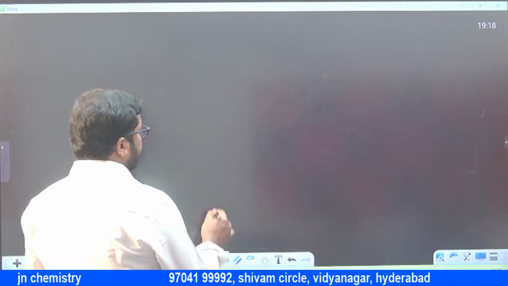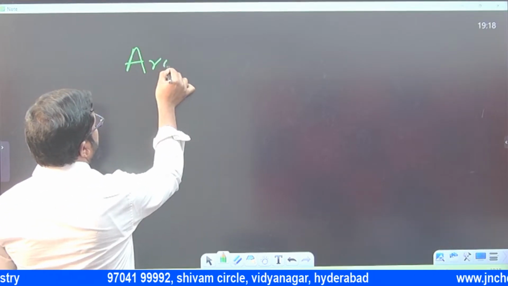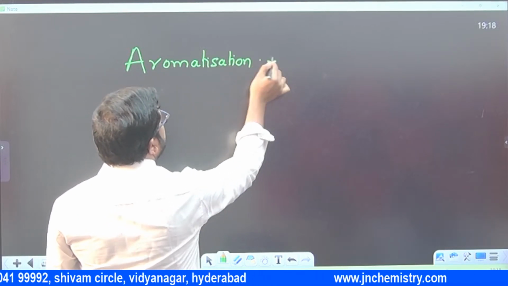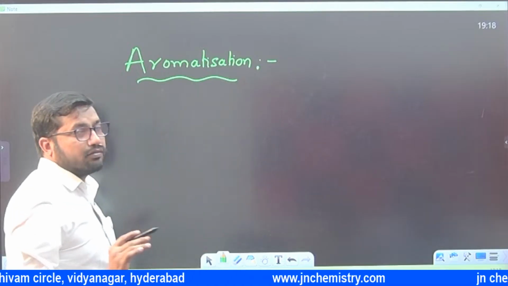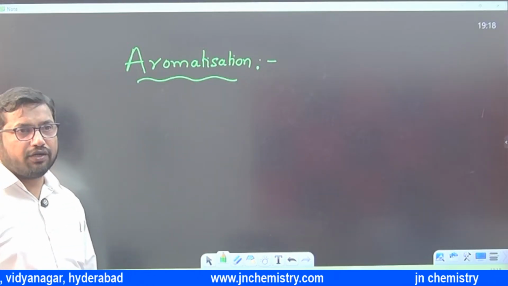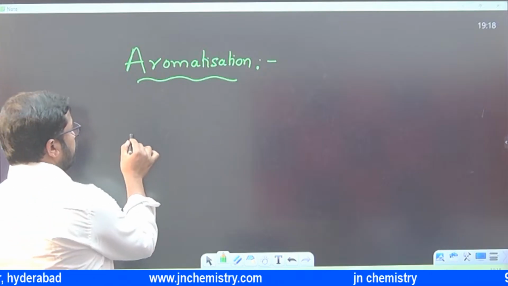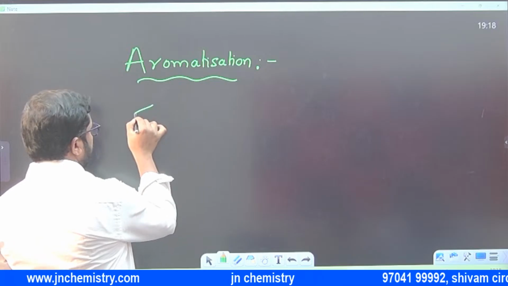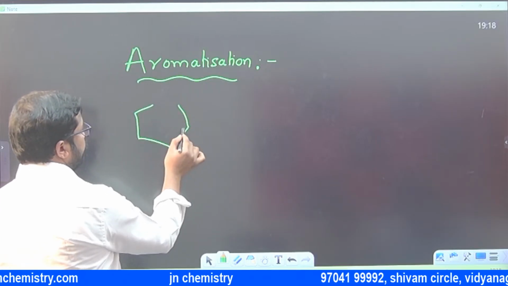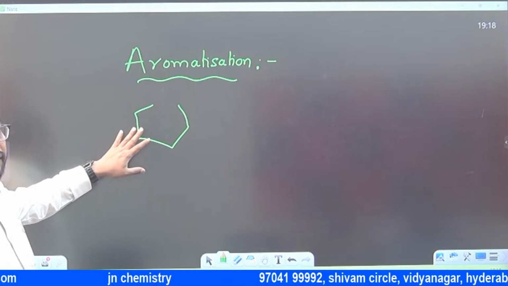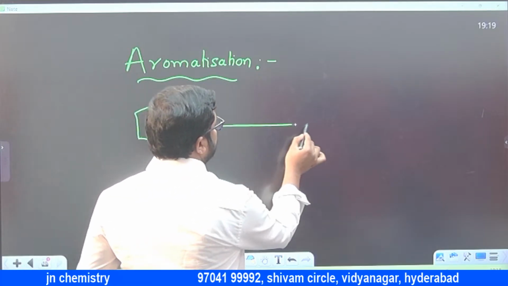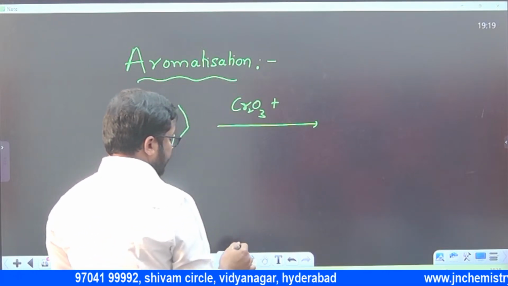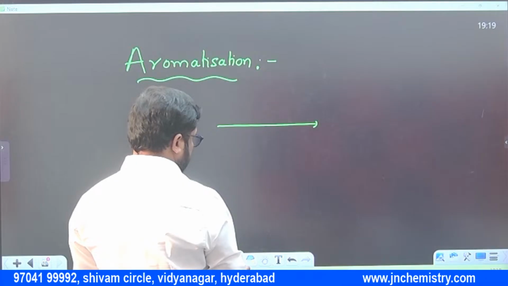Next, aromatization. This is one of the important reactions, from alkanes to convert to aromatic compounds, meaning the benzene ring, right? For example, take 1 2 3 4 5 6, actually n-hexane, I'm just writing like this, in presence of Al2O3 plus Cr2O3.